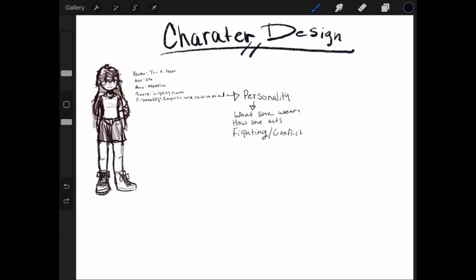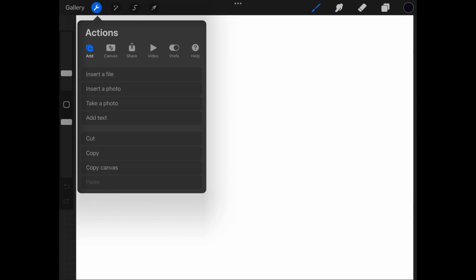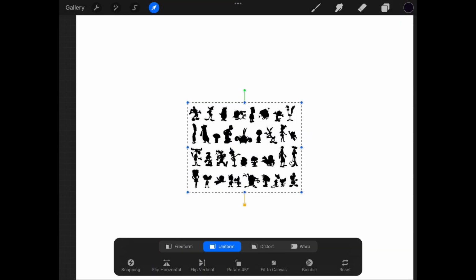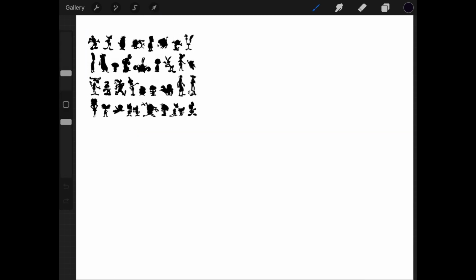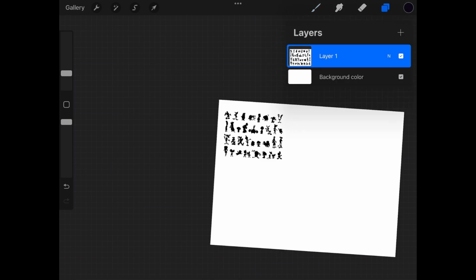So, like I said, personality has to do with what they wear, how the character acts, and any type of conflict that they get into. Now, another thing I wanted to bring up, let's start a new canvas. Another thing I wanted to bring up is how the character looks. The reason I wanted to bring this up is because I thought this was pretty interesting. So here we have a couple of silhouettes of popular cartoon characters. It goes Mickey Mouse, Daffy Duck, Fred Flintstone. We have a couple more silhouettes that I want us to look at.